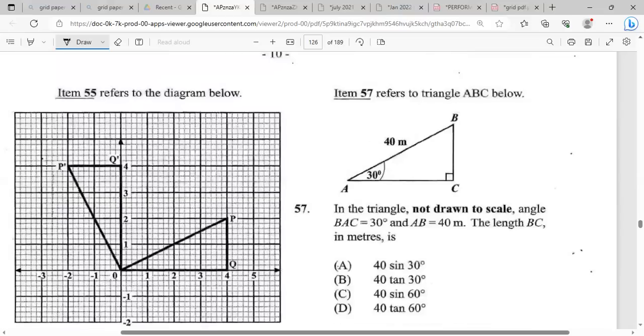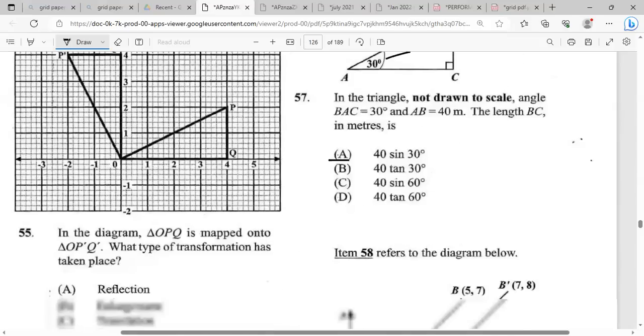In the triangle, not drawn to scale, angle BAC equals that. The length of BC is, so it's looking from this angle. This is our opposite, and this one would be our hypotenuse. So it's sin 30 for the angle times that. Look carefully now, guys. They have sin 40 there. No, sin 60 and 40.